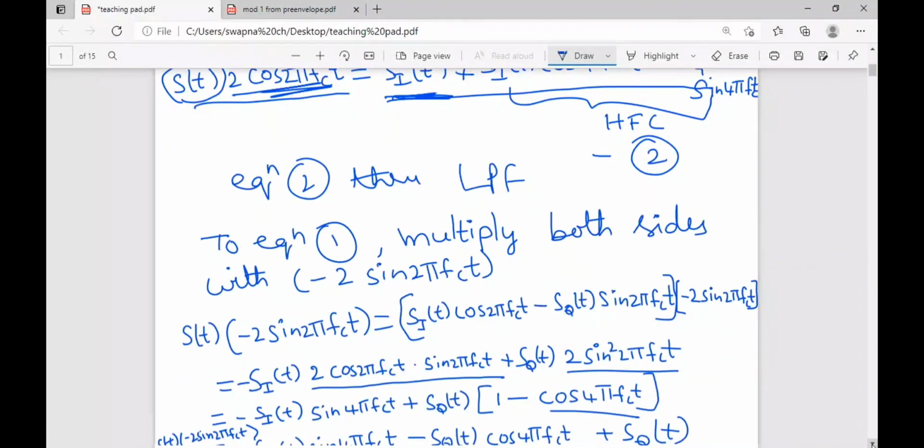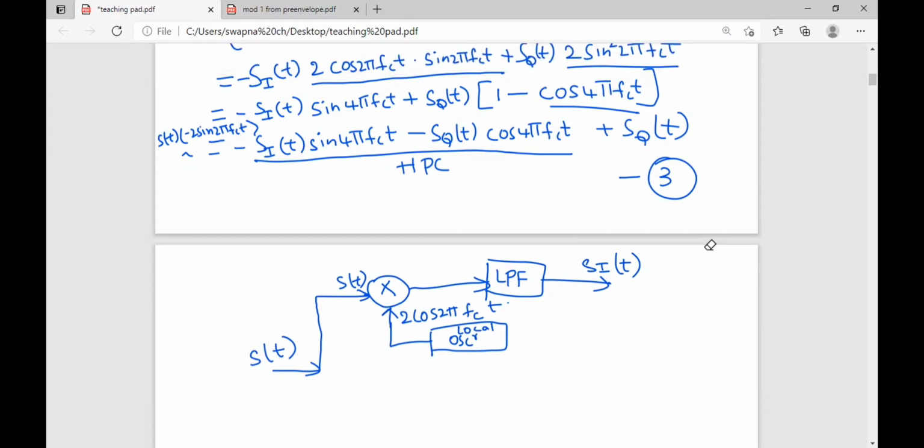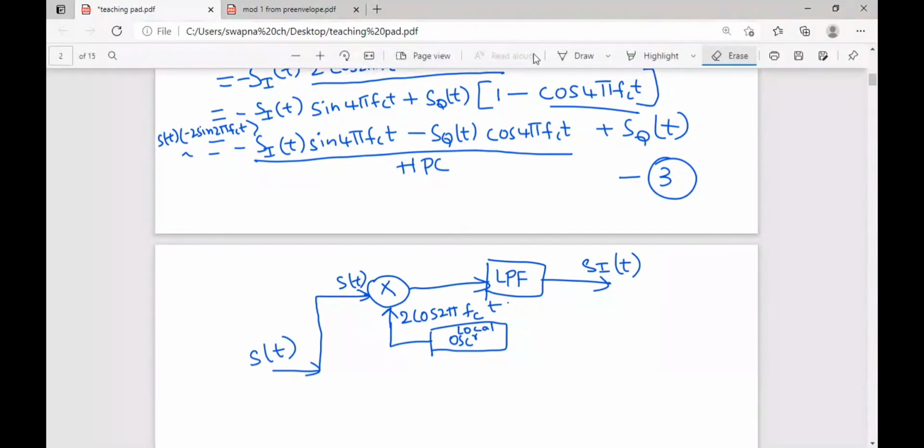So when you have this right hand side equation, I don't want the higher frequency component. So what I need to do? I need to pass it through the low pass filter. Okay, so when I pass it through the low pass filter, my result will be only SI of t. Any doubts you have in this part, in this implementation?